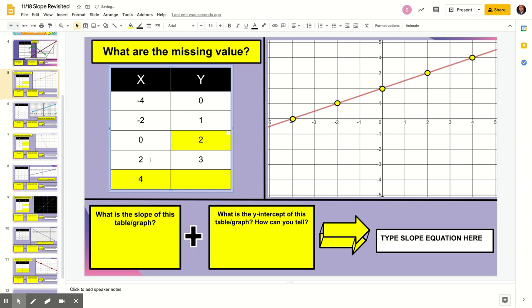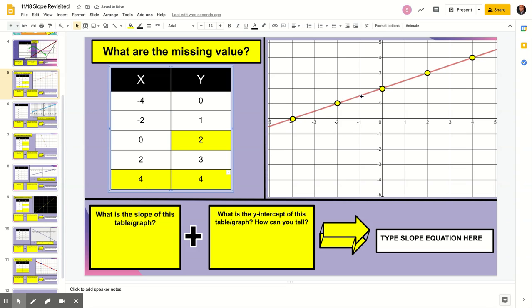Boom. What goes with 2? 3. Perfect. Let's make sure. 2, 3. Oh, beautiful. But what goes with 4? Starting at the origin, go over 4 and up. Oh, went over to 4. Boom.